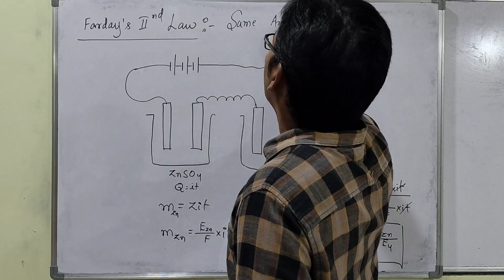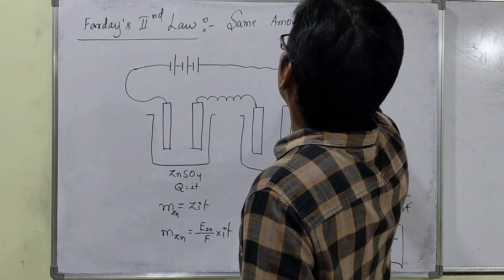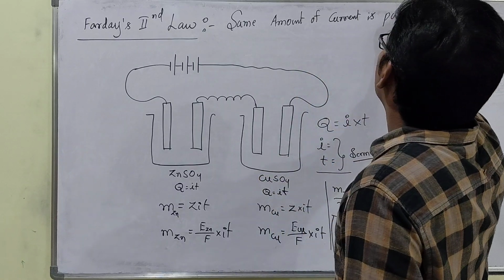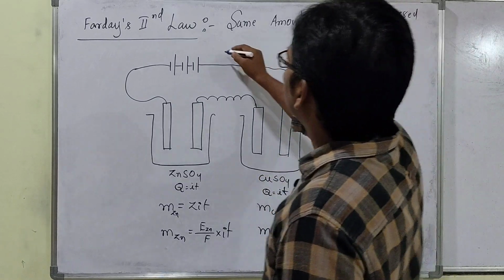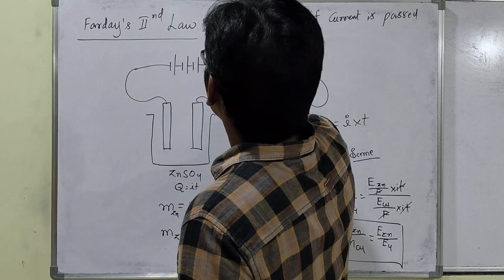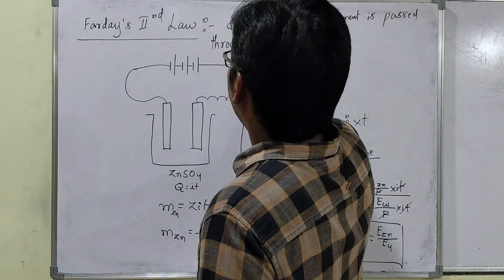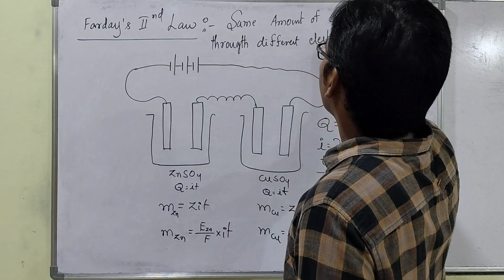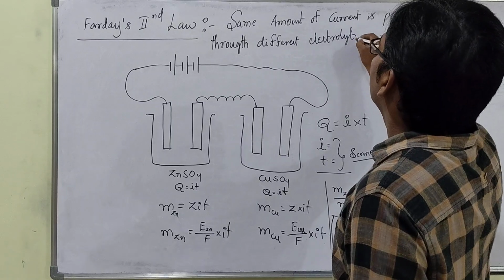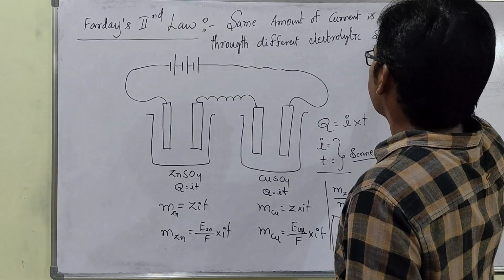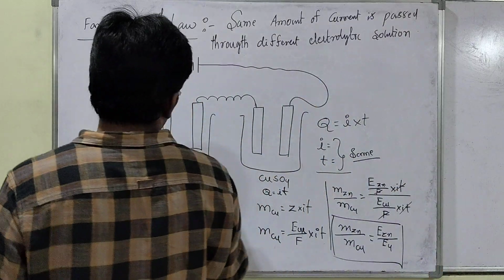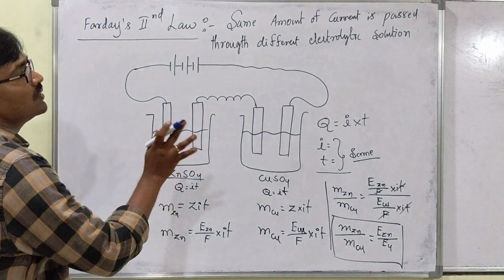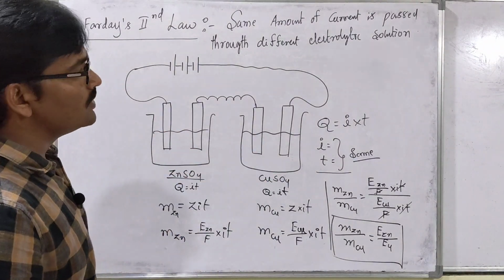Same amount of current is passed through different electrolytic solutions. So here electrolytes are there. Zinc sulfate is there, then here copper sulfate is there. Sir, in both electrolytic solutions the same quantity of current is passed.